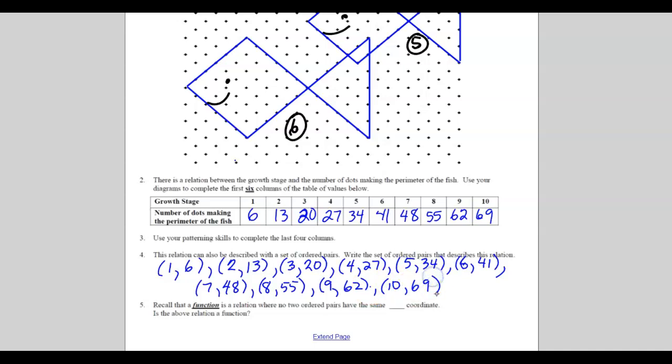Okay. So recall that a function is a relation where no 2 ordered pairs have the same x coordinate. That's not the definition, but that's how you can tell in the set of ordered pairs. If you have the same x coordinate and 2 different y's, then it's not going to be a function because that means for that value of x, there's 2 y values. So in this case, that's what we're looking for. But here there aren't any repeats. We don't have 2 growth stages with different sized fish. So yes, it's a function.